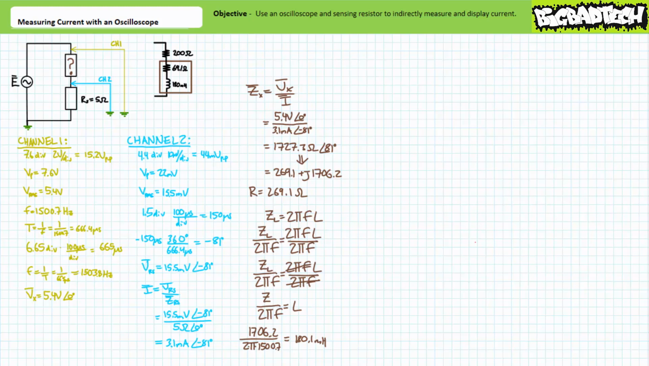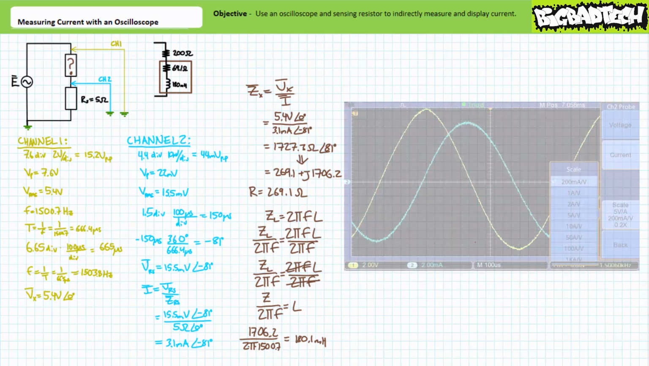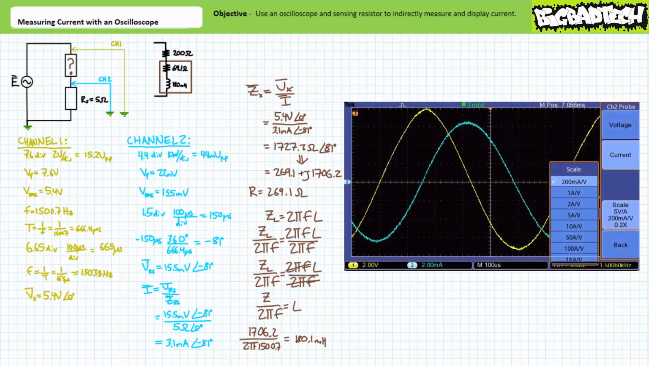Problem solved, all thanks to the oscilloscope's ability to indirectly display current through an element relative to the voltage across it. If you wanted to, you could also make use of the oscilloscope's ability to automatically rescale voltage as current using an appropriate transfer function. Here's a screenshot of channel 2 making use of a 200 mA per volt transfer function appropriate for a 5 ohm sensing resistor. You'll note all our previous values are still accurate, only using this automated means we could skip the conversion of voltage to current using the sensing resistor resistance.